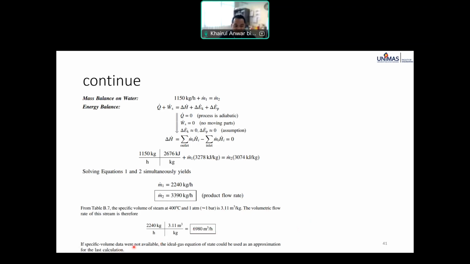If the specific volume data is not available, if you don't have this table of the steam, you can also use the gas equation of state. The gas equation of state is PV equal to nRT.